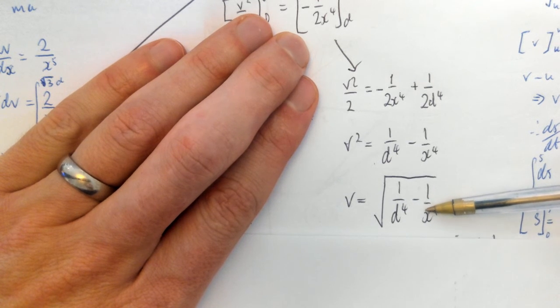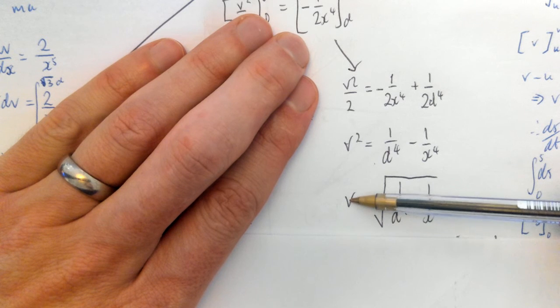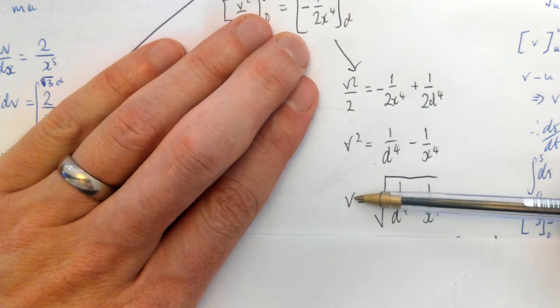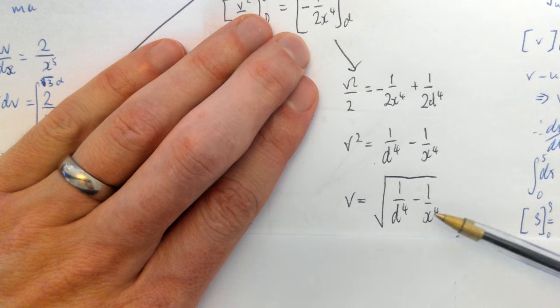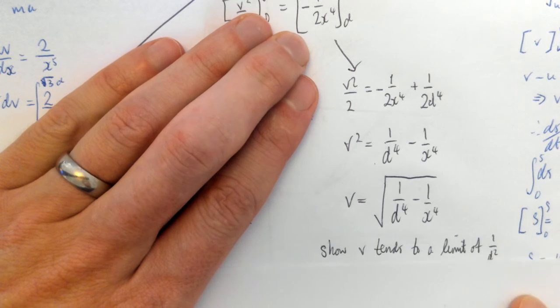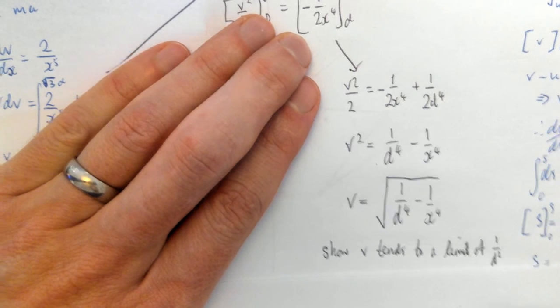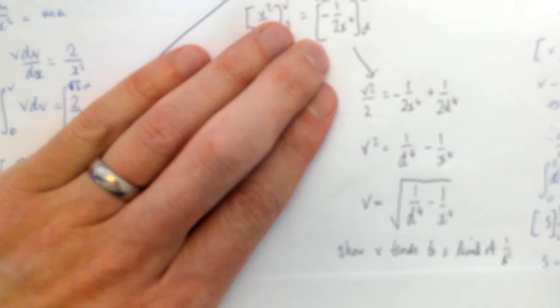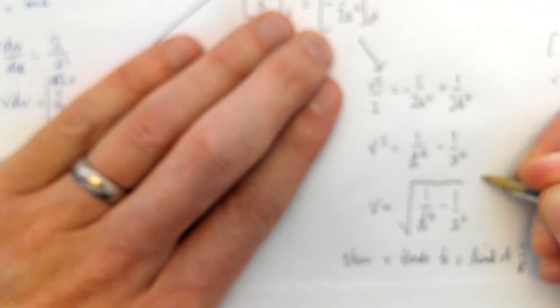Right? So when it says, what does v tend towards the more he goes on the journey? Well, the further the particle moves, the bigger this is going to get, isn't it? So the further the particle moves, the bigger this is going to get. So show v tends towards the limit of 1 over d squared. So we notate that something like this.